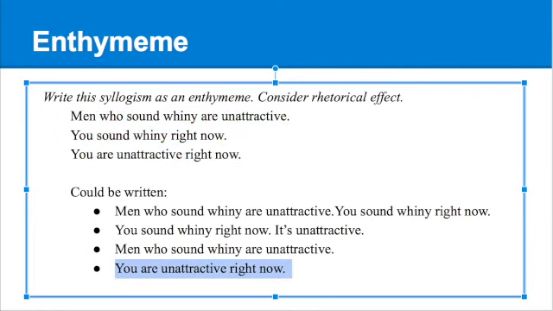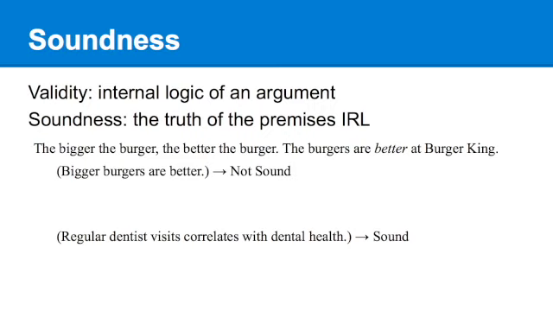Here's what I mean. You can say bigger burger, better burger, burgers are better at Burger King, but then you can go out and test the claim that bigger burgers are better, specifically that bigger burgers are always better. And if you are a nutritionist, you can think of a lot of ways in which that might not be true in the real world. So we can say that the argument, the syllogism, is valid. It is correctly set up as a deductive argument, but it's not true in the real world. It's not sound. So something can be valid but not sound.